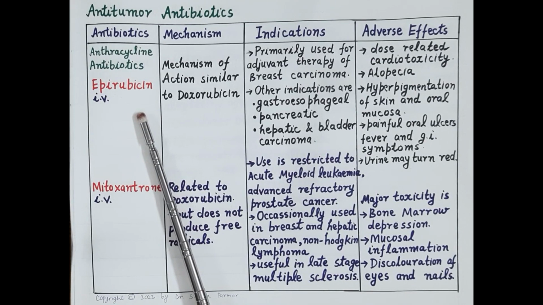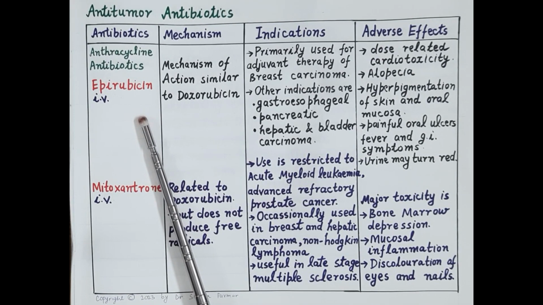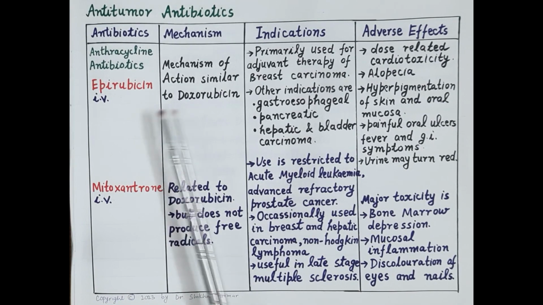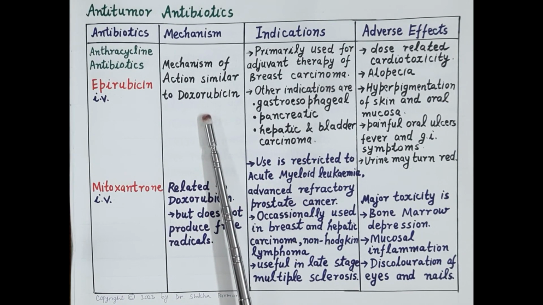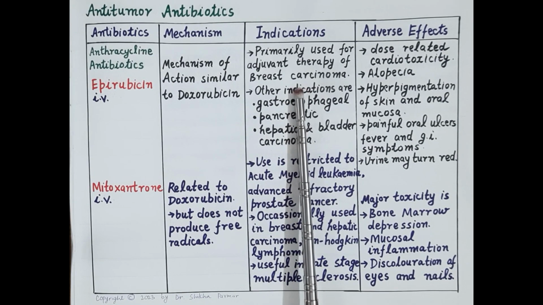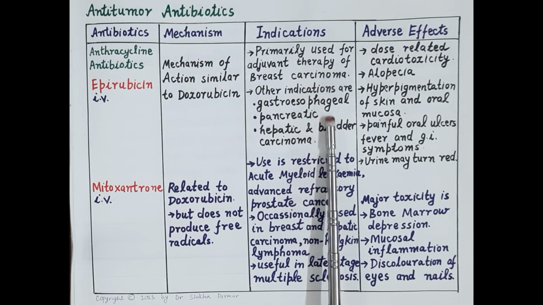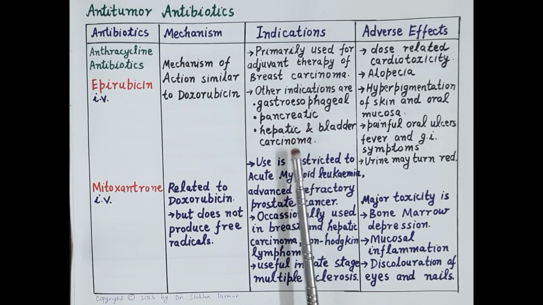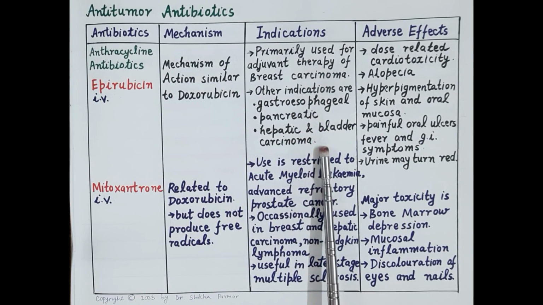Now, another recently introduced anthracycline antibiotic is epirubicin. Its mechanism of action is similar to doxorubicin, and it is primarily used as a component of regimen for adjuvant therapy of breast carcinoma. And other indications are gastroesophageal, pancreatic, hepatic, and bladder carcinoma.